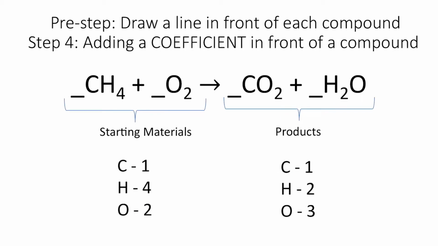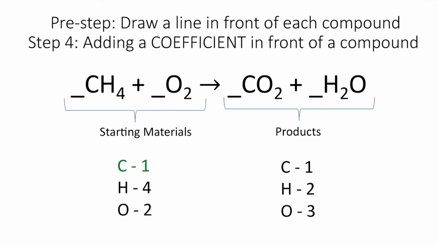Before doing step 4, I usually draw a line in front of each compound to avoid any possible mistakes, such as changing the subscripts or adding the coefficients in between a compound. And step 4 is to add a coefficient in front of a compound.